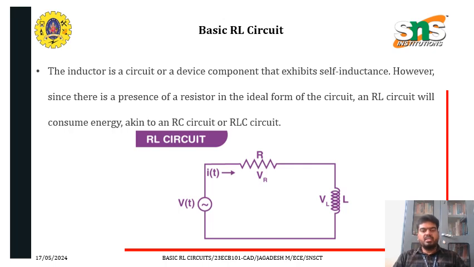So, you can see this is the RL circuit. We have one AC voltage source, V of t, and in series one resistance is connected, followed by the resistance, one inductor is connected. So the voltage across R is VR and the voltage across L is VL. The current flowing through this loop is called I of t.